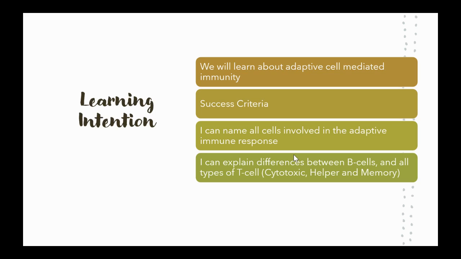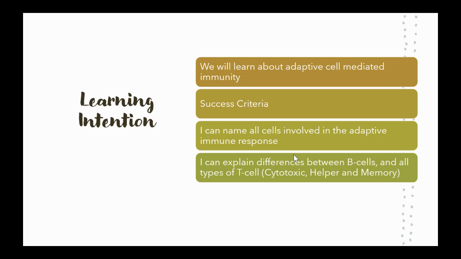The learning intention is to learn about adaptive cell-mediated immunity, the cells that are involved, and what their roles are. To be successful, your goal will be to name the various cells involved in an adaptive immune response and explain the differences between B cells and the various types of T cells, which are cytotoxic, helper, and memory cells.